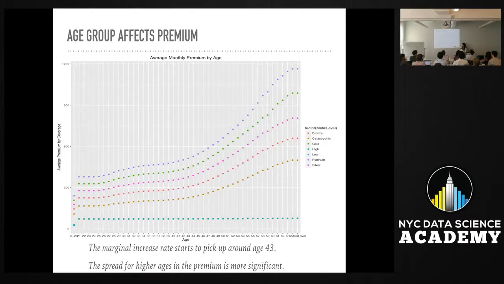But starting at year 43, your marginal rate of increase actually picks up. So every year you grow, you're actually paying a lot more than you used to. So something to notice. And the other thing is, the older you get, you're actually paying a lot more. The spread gets wider. So you're paying a lot more for a better coverage than you used to. Because before that, everything is kind of parallel. Now you're spreading out. So there's a trade-off there.